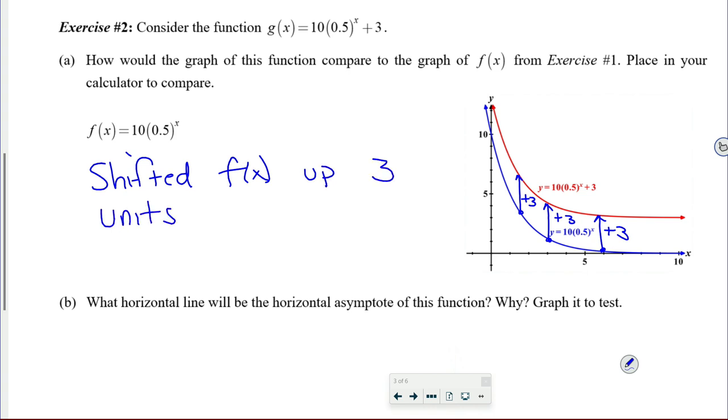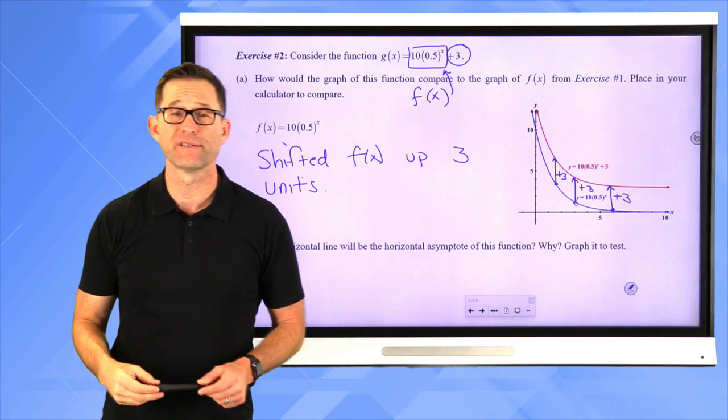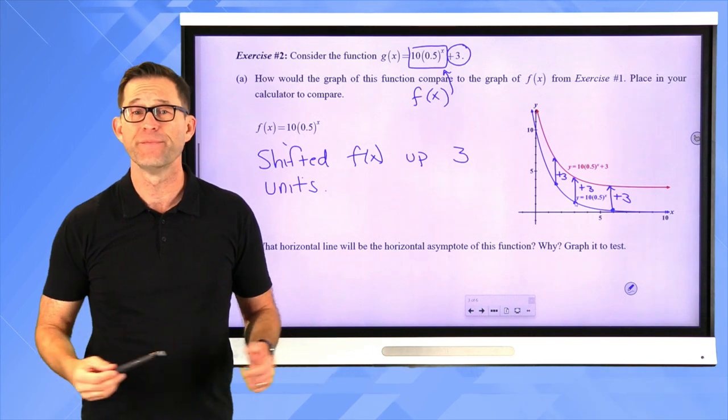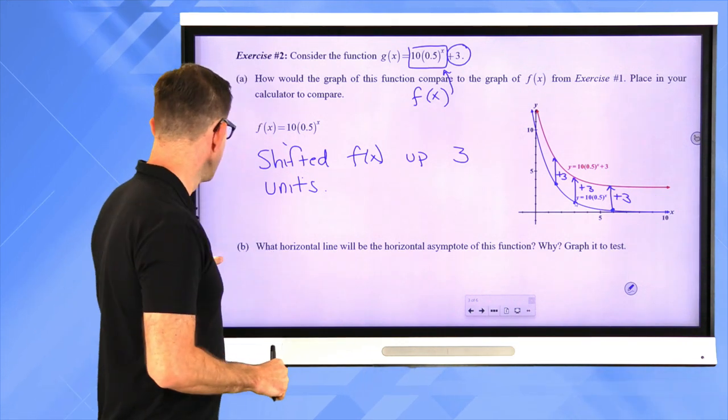And again, that should just make all the sense in the world to you. This is f of x, right? Those are the outputs of f, so if I just add 3 to them, then every y-coordinate gets 3 units larger, all right?